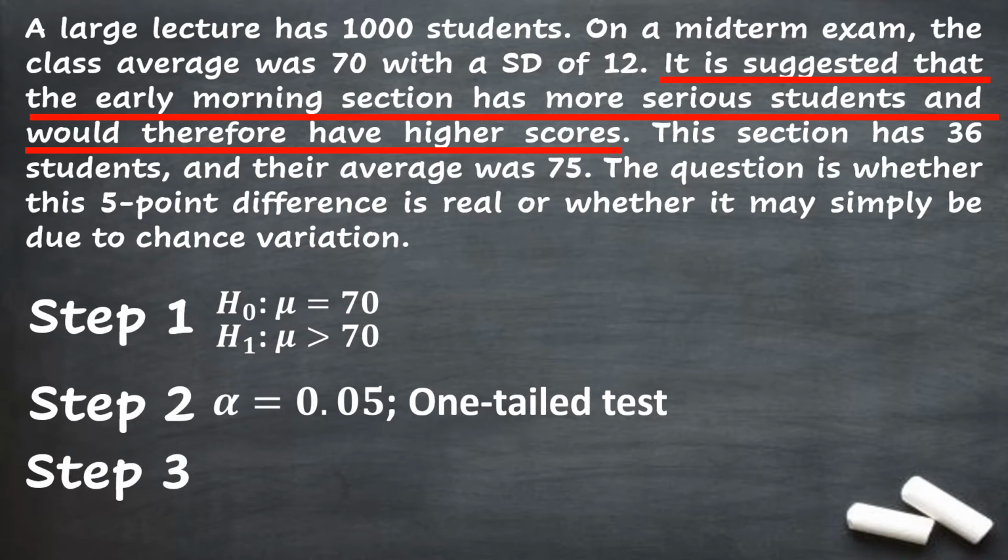Step 3, identify the statistical test that you're going to use for this given word problem. And since the number of samples in this given problem is 36, because in the third sentence, it stated that this section has 36 students. So meaning to say we have 36 samples. So since this is greater than or equal to 30, then meaning to say we have to use a statistical test, the 1 sample Z test.